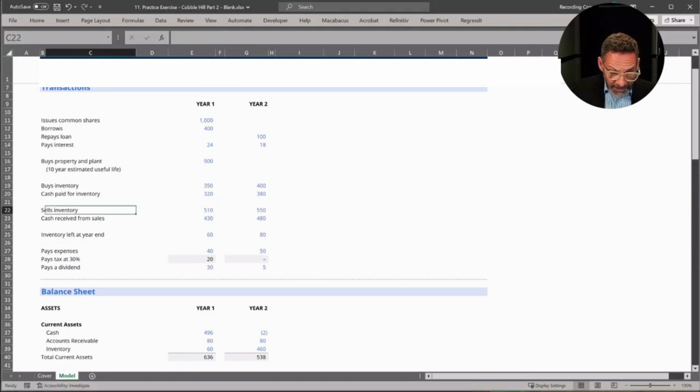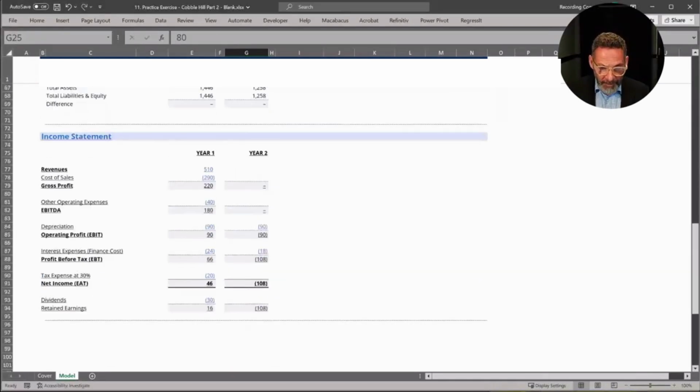Now we sell the inventory, so we're going to have revenue, and the cash received from sales is 480, so that's going to be hitting the balance sheet. But we also didn't sell all the inventory because there's still 80 of inventory at the year end. So actually, let's do the sales first. So that's revenue. We're going to go to the income statement. That's going to be 550.